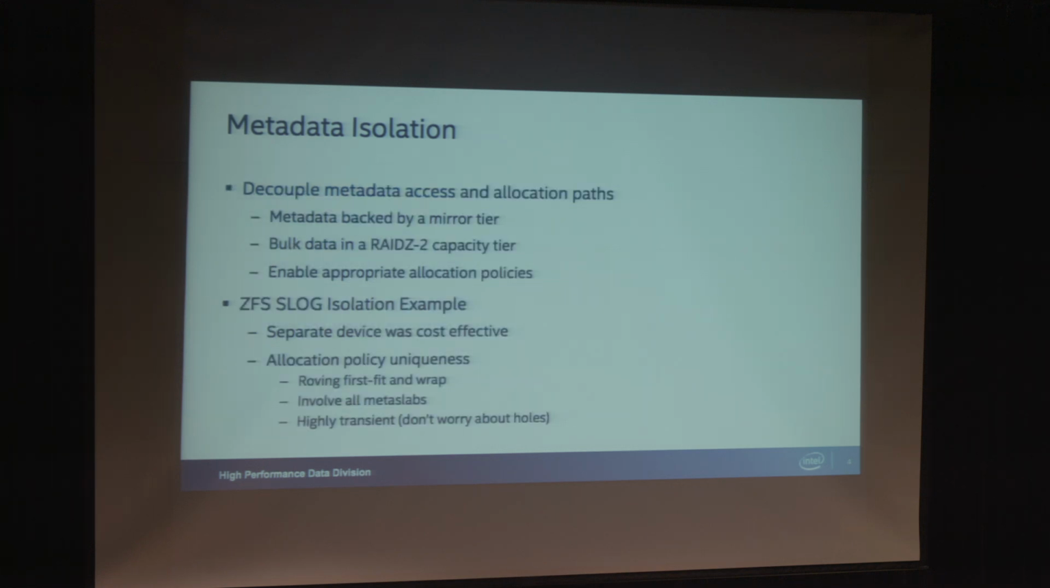So the proposed solution is real similar to what others have done. It's basically you want to decouple the metadata and the allocation paths that you're taking. For metadata, obviously a mirror is probably the best media, and then for bulk data, where you're not so constrained with IOPS, you can go with the RAID-Z.